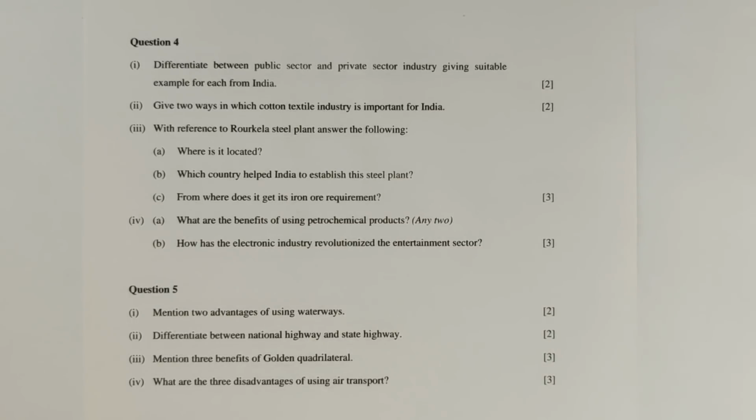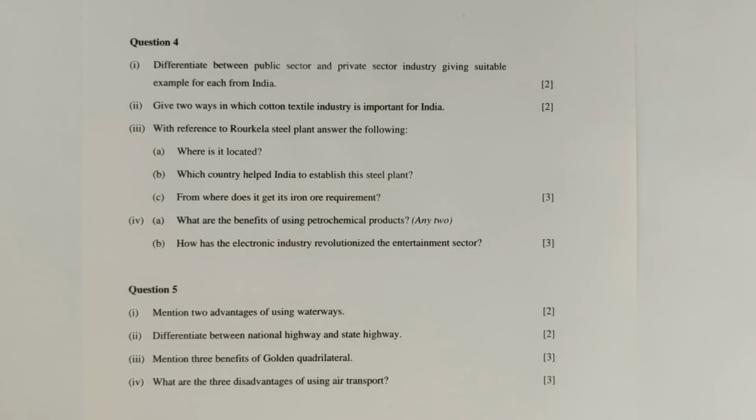Moving on to question number 4, which is the question from manufacturing industries in India. Part 1. You have to differentiate between public sector and private sector industry, giving suitable examples for each from India. Guys, public sector industries are those industries which are owned and operated by the government. Private sector industries are those industries which are owned and operated by either individuals or companies.